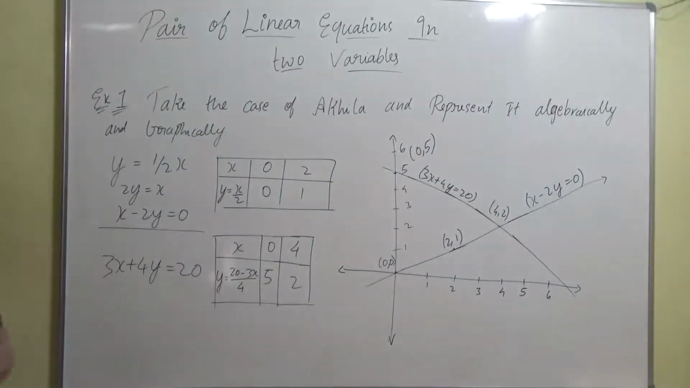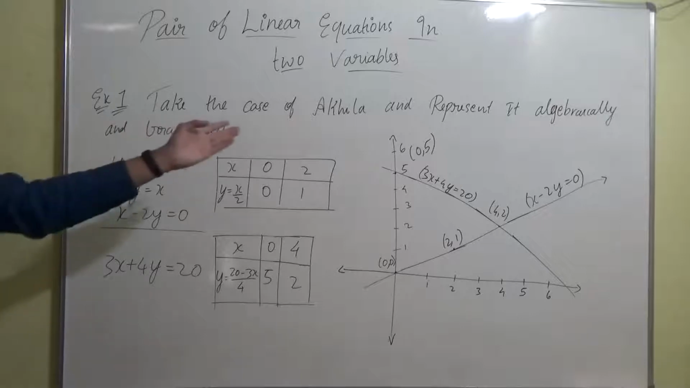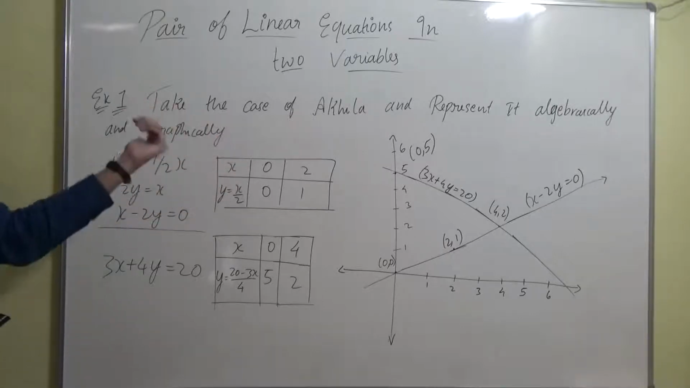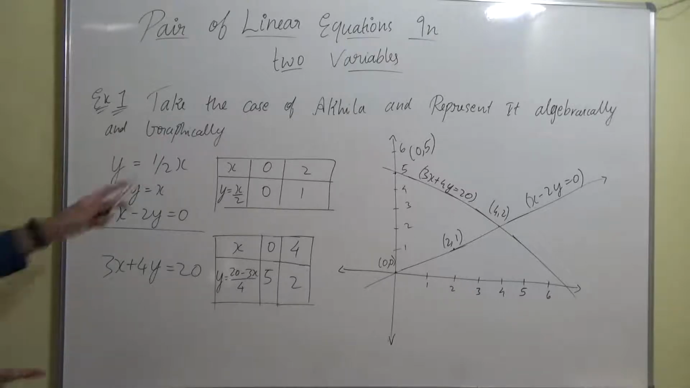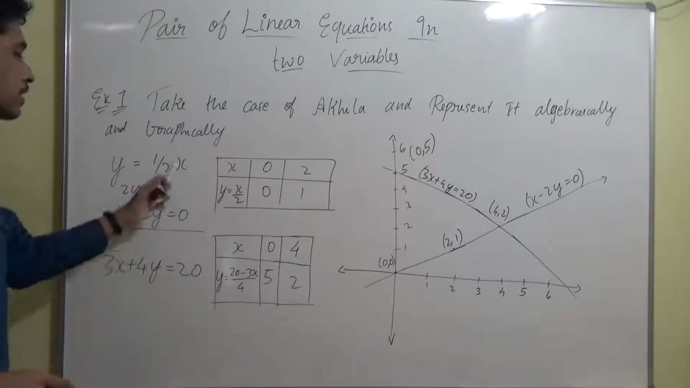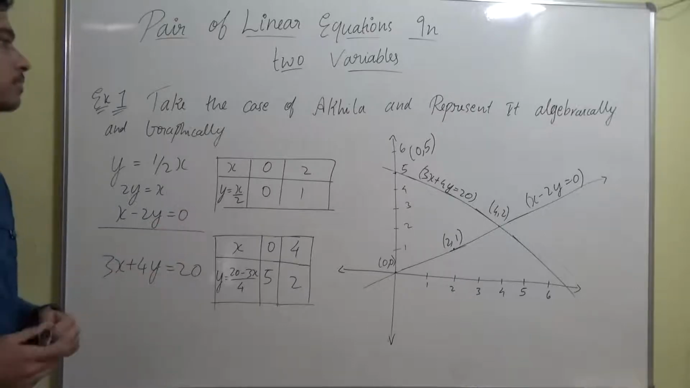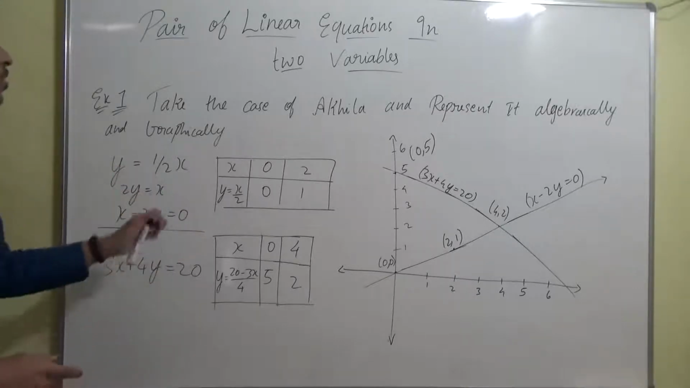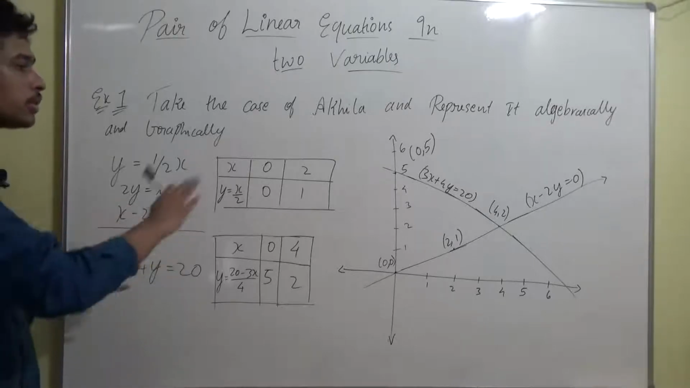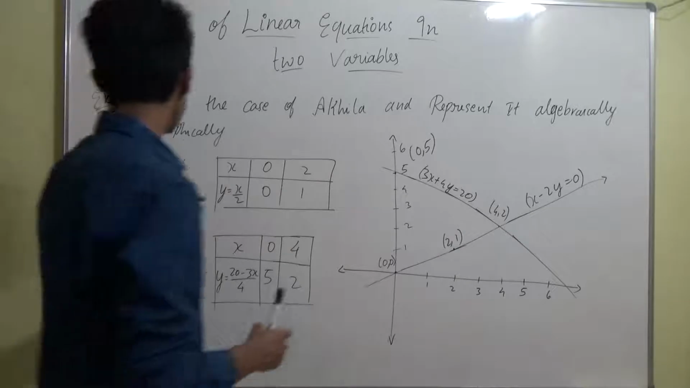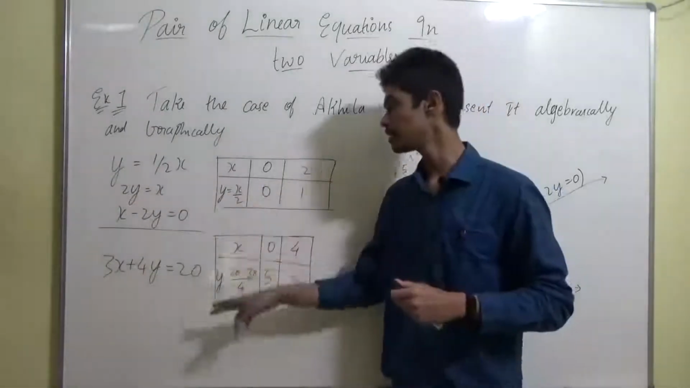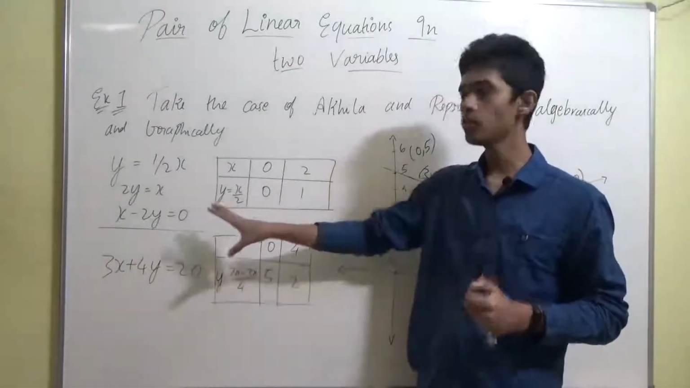That is the case of Akila, when she went to the fair and she played the giant wheel and the game of hoopla. They are telling us to take the case of Akila and represent it algebraically and graphically. The algebraic representation, we did it a few minutes ago, guys. So now here we'll be doing it graphically. Now these were the two algebraic expressions of Akila's case, right? Now we have to do it graphically.